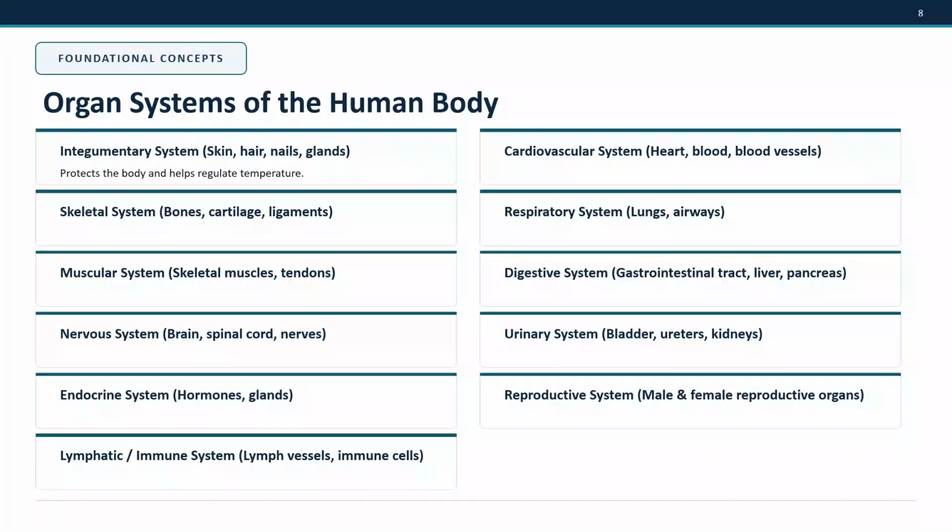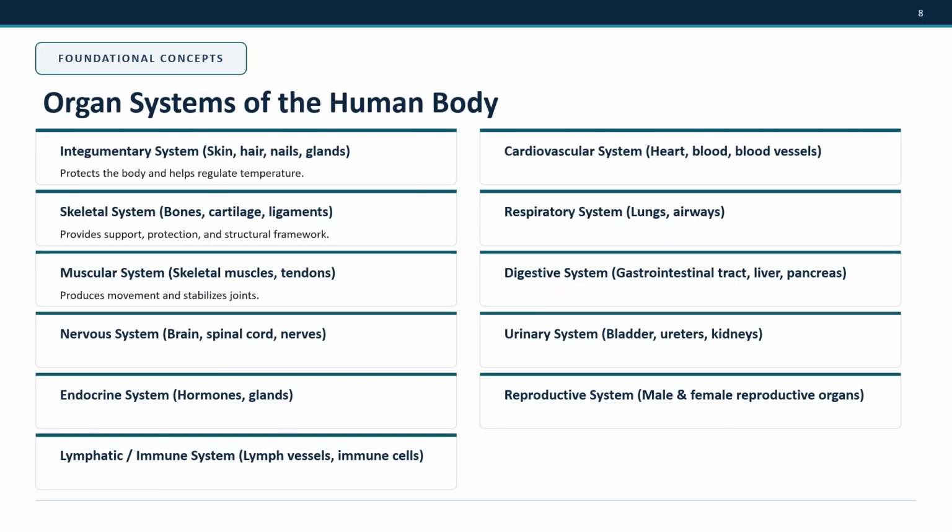And now for a general breakdown of the organ systems of the human body. Again, these are things you should be mostly familiar with. These are just the main functions of these organ systems. So we have the integumentary system, which is made of the skin, hair, nails, and various glands in the skin. Its main function is to protect the body and help to regulate temperature. We have the skeletal system. This is made of the bones, cartilage, and ligaments. Remember, ligaments connect bone to bone. This is going to provide support, protection, and structural framework.